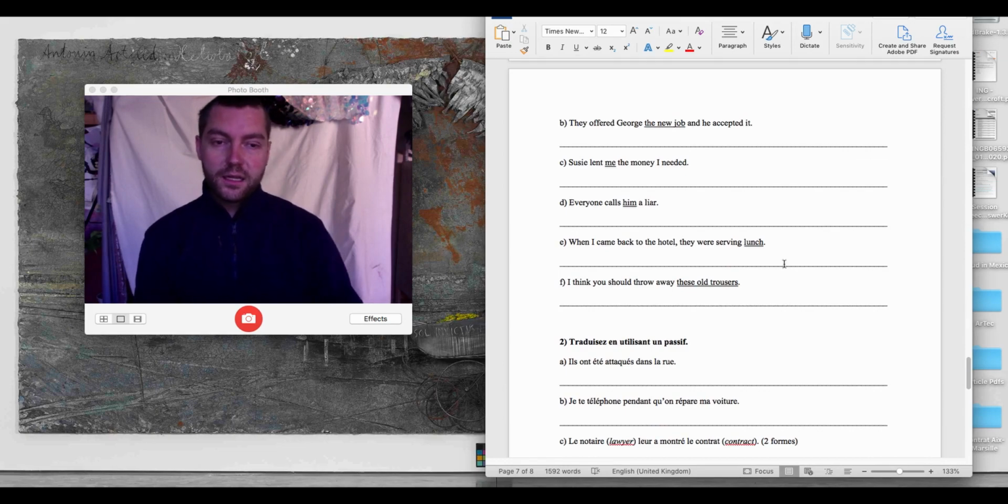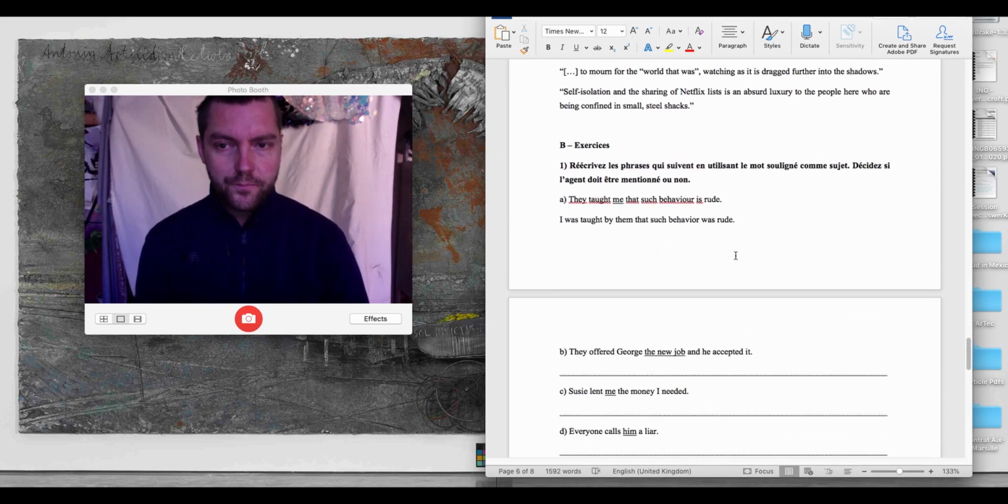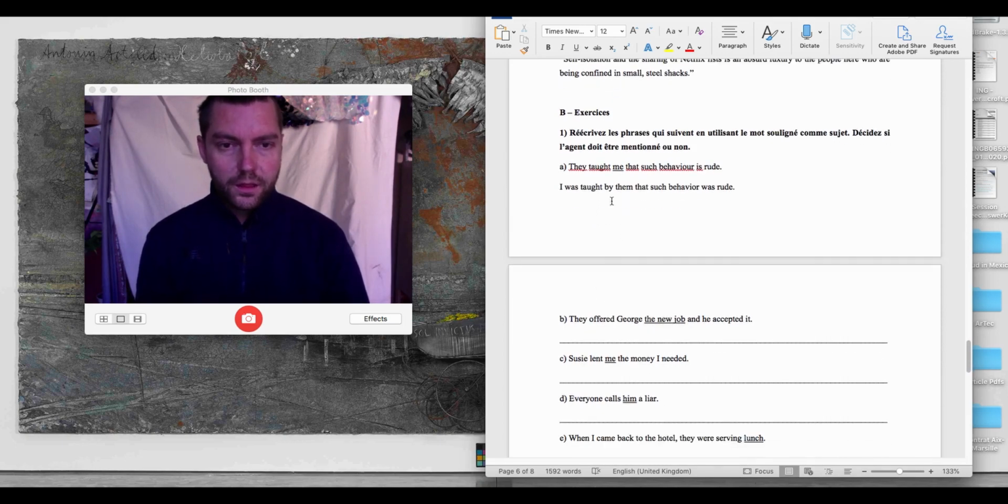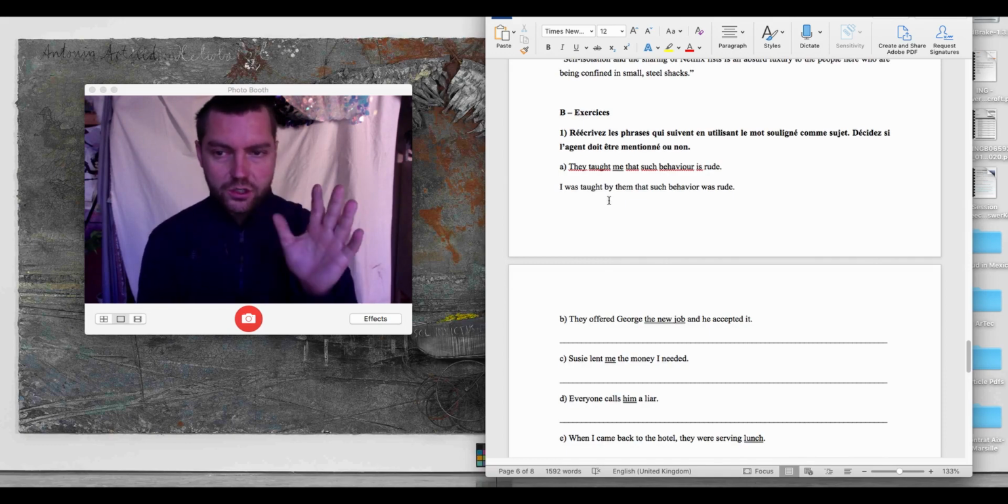I'd like to say that between French and English, the alternation of the passive and the active is very similar. When you see a passive in French, it becomes a passive in English with the same construction.